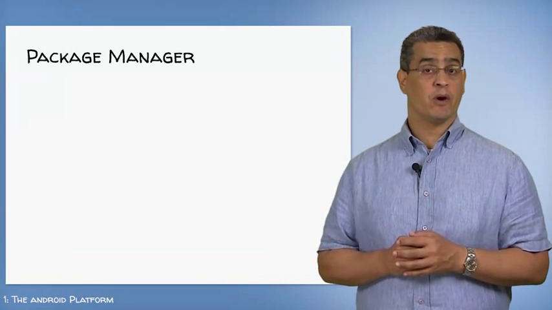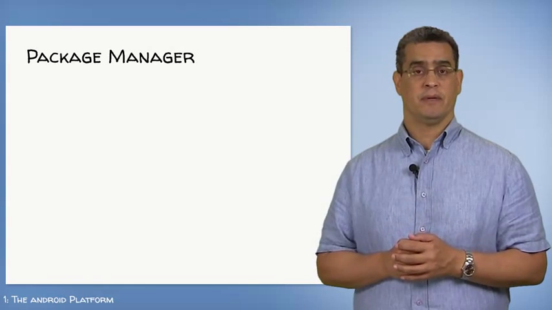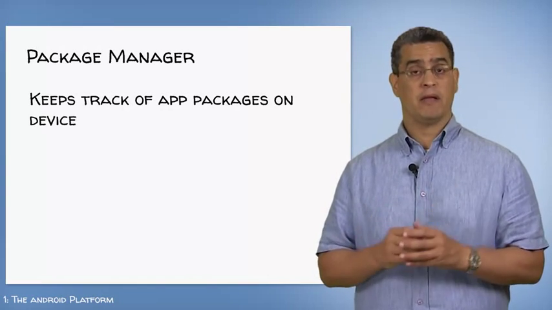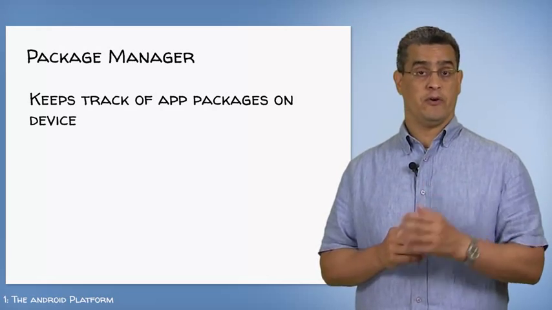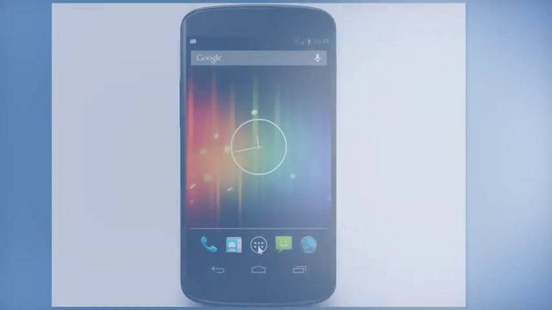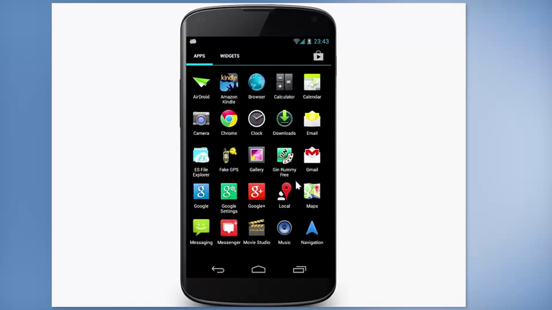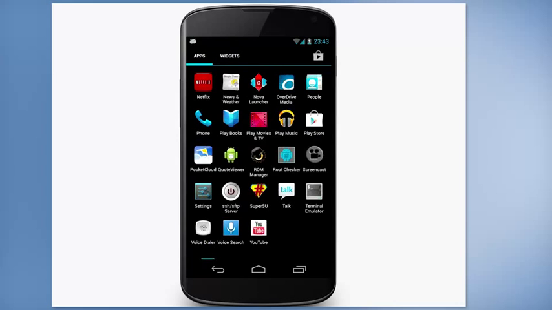One application framework component is the package manager. The package manager is essentially a database that keeps track of all the applications currently installed on your device. So here's the home screen of my phone. When I click on the launcher icon, the phone shows me a bunch of icons, each one representing an application package that's stored on my phone.